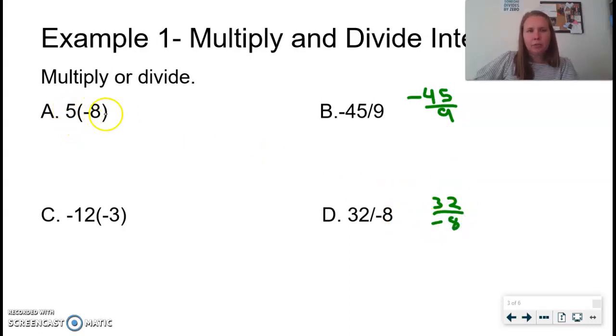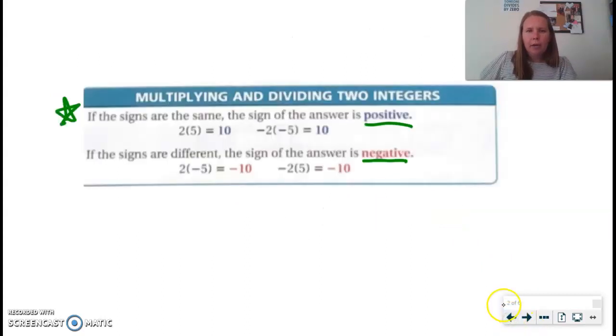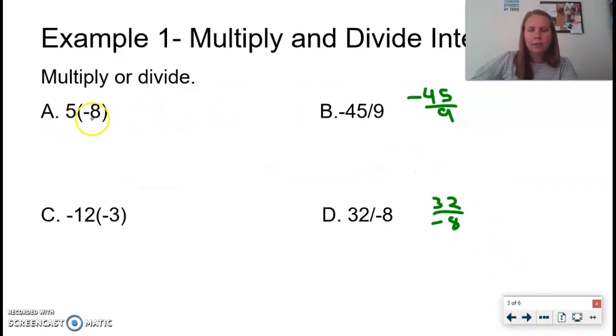This is a multiplication problem. And if we go back and look at our rules, it says that if the signs are different, the sign of the answer is going to be negative. Well, one's positive, one's negative. So then I just think, okay, what's 5 times 4? 5 times 4 is 40. Since they're opposite signs, I have a negative 40 as my solution.